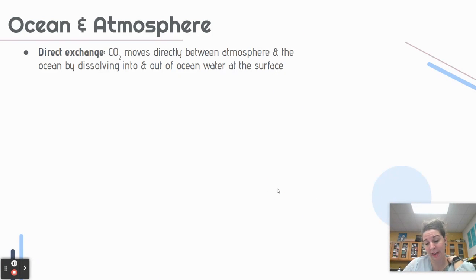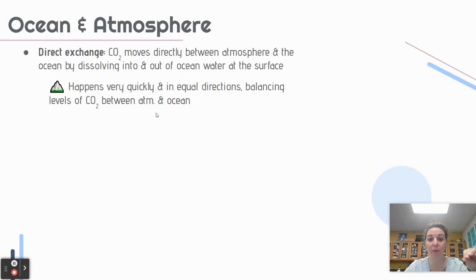So ocean and the atmosphere, those are 2 big players in the carbon cycle. So we have what we call direct exchange, and that's where that carbon dioxide in the atmosphere is going to move directly into the ocean, and the carbon dioxide in the ocean is going to dissolve out and back into the atmosphere. This also happens very quickly, and it happens in equal directions, so it balances the amount of carbon dioxide between the atmosphere and the ocean. So we have no net increase, just like in photosynthesis and cellular respiration, no net increase in the carbon.